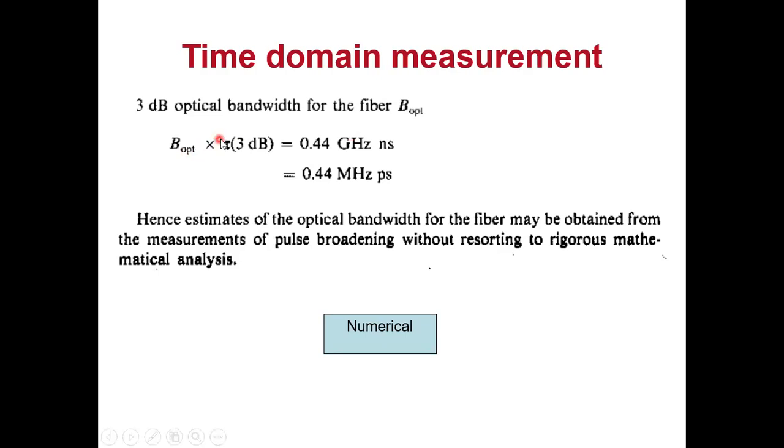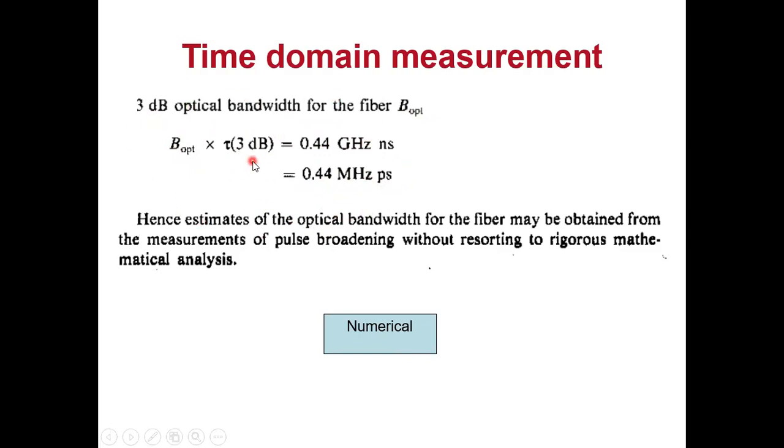So the optical bandwidth is given by a fixed empirical formula, no derivation is there, so you have to remember that. The 3 dB optical bandwidth, if I'm calling it B_OPT, so B_OPT times tau, the 3 dB pulse broadening, is given as 0.44 gigahertz nanosecond or 0.44 megahertz picosecond. So this is a standard formula, an empirical formula.